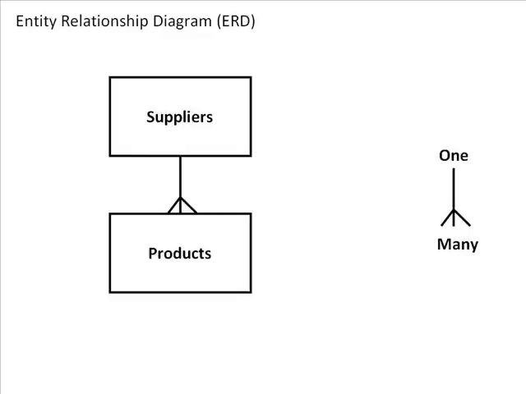The relationship between these entities can be represented in an entity relationship diagram. In this case, we can actually see how the two boxes, suppliers and products, are linked by what I call a crow's foot. And that shows that a supplier can provide many products but each product is provided by only one supplier.